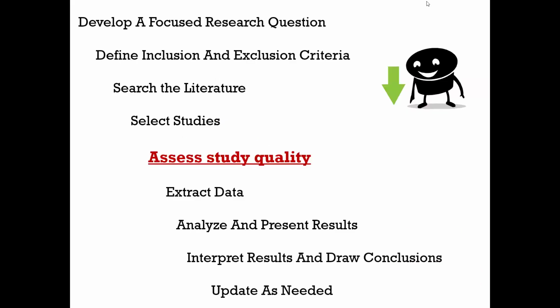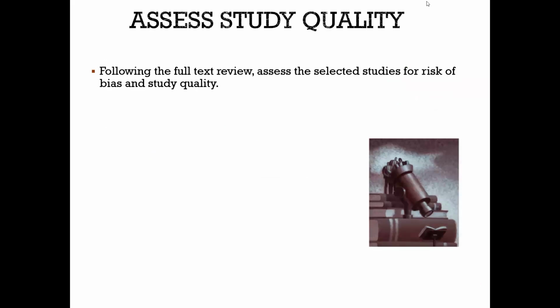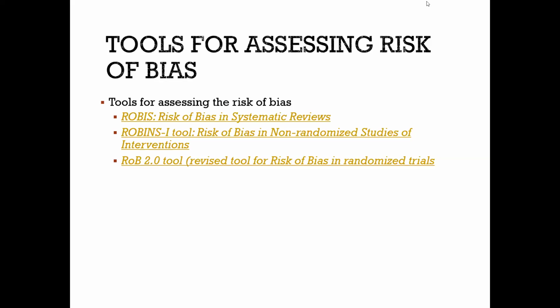Next, assess the study quality. This is very important. You have to assess the selected studies for the risk of bias and study quality. This can be done using tools like all these tools mentioned here, ROBIS, risk of bias in systematic reviews. You can just go online and type tools for assessing the risk of bias in systematic reviews. Certain tools come up, and they are basically questionnaire based. So once you define your question, you can answer what kind of study it is, and you can just tick all of these.